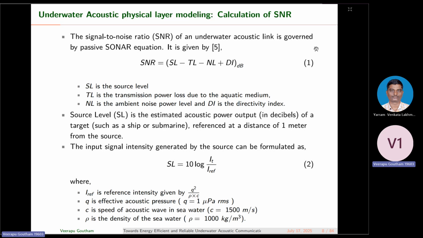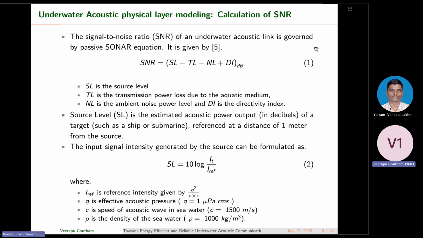Before going to discuss the schemes, we discuss the underwater acoustic physical layer channel. Here I want to find the signal to noise ratio. The signal to noise ratio is given by equation number 1. Here, SL is the source level, TL is the transmission loss, which is like path loss, and NL is the ambient noise level.